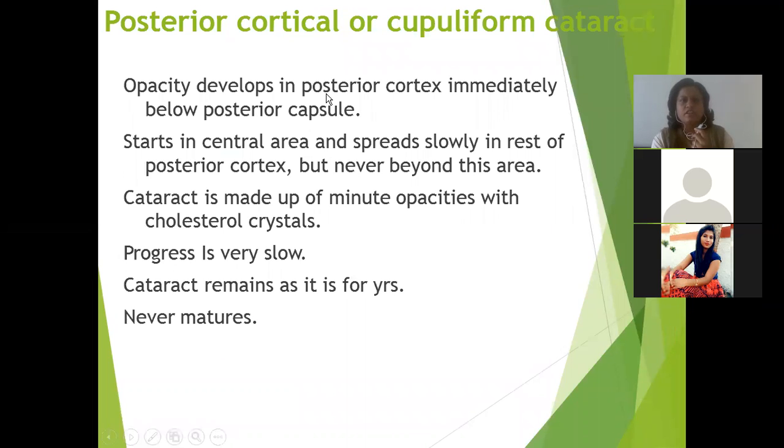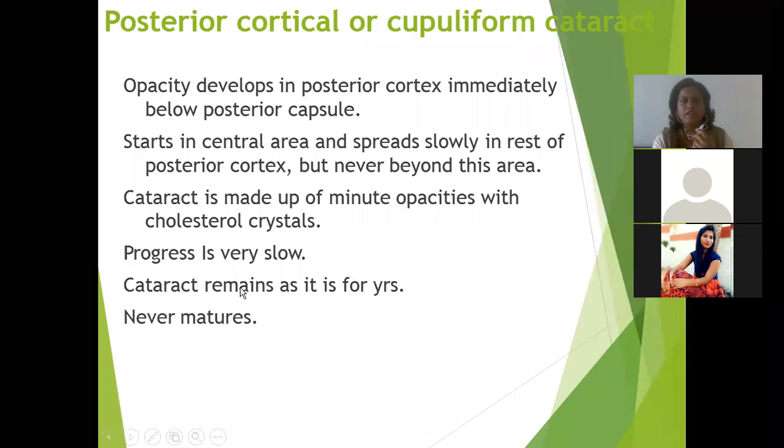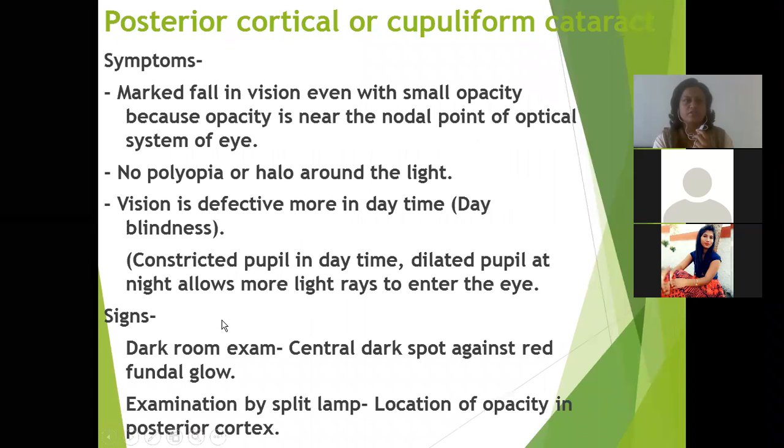Then posterior cortical or cupuliform cataract. In this, optical opacity develops in the posterior cortex immediately below the posterior capsule. It starts in the central area and spreads slowly in the rest of the posterior cortex, but never beyond this area. The cataract is made up of minute opacities with cholesterol crystals. Progress is very slow. The cataract remains as it is for years and never matures.